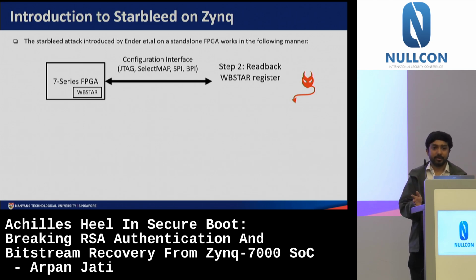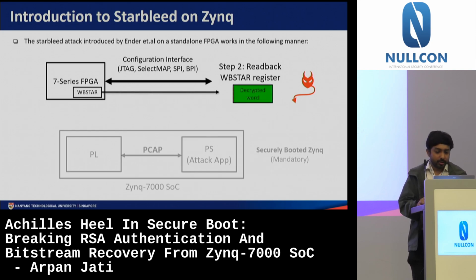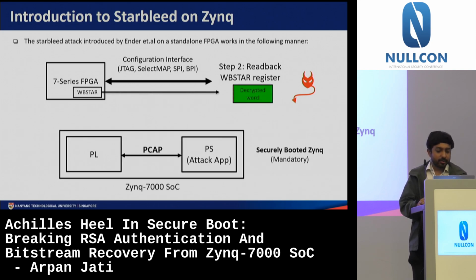A bit stream can be 1 megabyte long or a few megabytes long, but this attack bit stream is very small, less than a kilobyte long, and it just tells the FPGA to copy a decrypted word to a certain location, and that's WB star. Obviously it's all hex code, so I cannot explain that much, but I wrote a tool which shows what to do. Once this works and the decrypted word is available, step by step you can read all of the encrypted bytes, and the whole bit stream can be reconstructed.